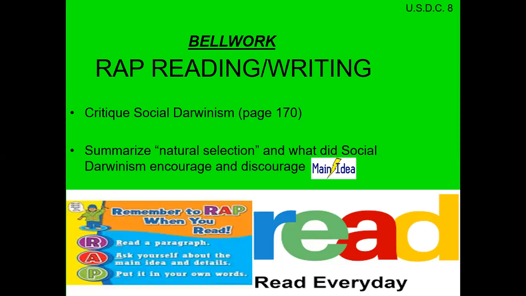Moving on, we're talking once again about how people were treated during the industrial age. We're going to critique social Darwinism. That's on page 170. In your bell work section, I want you to read page 170 and then tell me basically what social Darwinism was and natural selection was, and tell me what social Darwinism encouraged and what social Darwinism discouraged, please. Take about 3 minutes, pause, and put that in your notes in your bell work section.